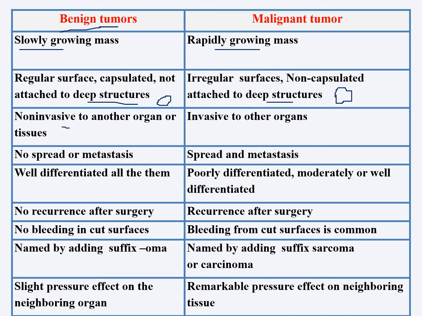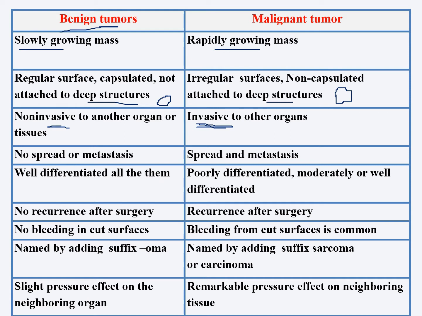Furthermore, we have invasion. As you see, a benign tumor cannot invade other organs, unlike a malignant tumor, which has the characteristic of invading other organs. Moreover, spread and metastasis of the cancer. Here in malignancy, there is spread and metastasis to remote areas, unlike a benign tumor, which is only localized and fixed in its site of origin.